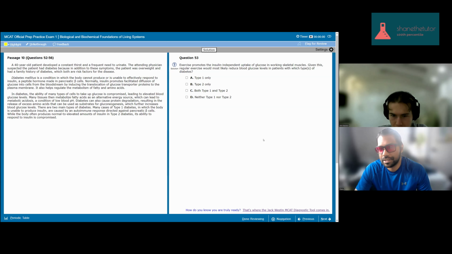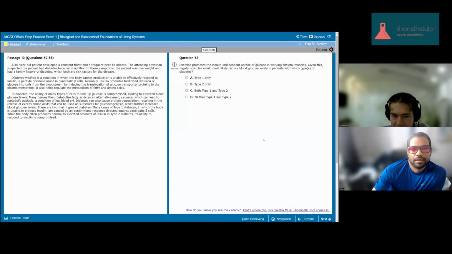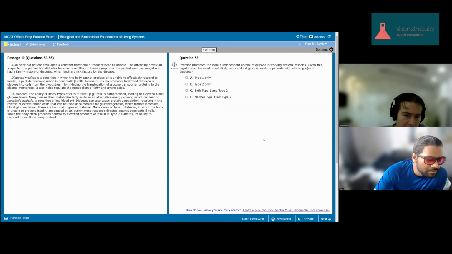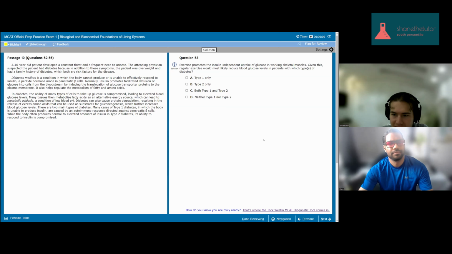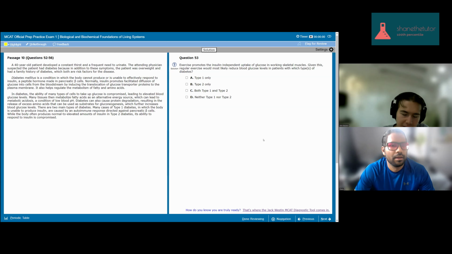You mean glucose gets taken in? Glucose, yeah. Okay. I thought that it would be type 2, because in type 2, you can't really respond to insulin. And so exercise would promote, even if you don't have insulin, uptake of glucose in skeletal muscles, right? Okay. So yeah, I thought it was type 2.